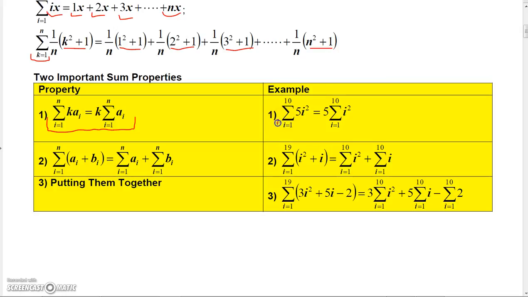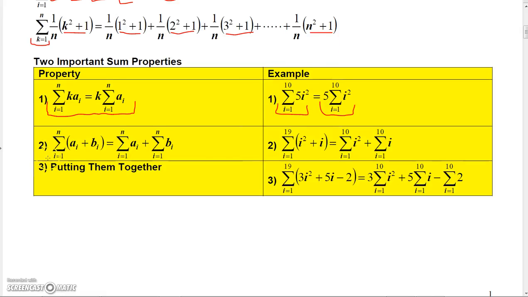So if I have the sum from i equals 1 to 10 of 5i squared, well, that's the same as 5 times the sum of i squared from 1 to 10. Another example would be if you were going to sum two series or two sets of terms here, the sum of a sub i plus b sub i as i equals 1 to n, then that would be the sum of a sub i as i goes from 1 to n plus the sum of b sub i.